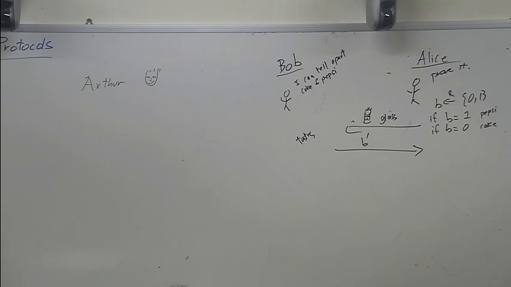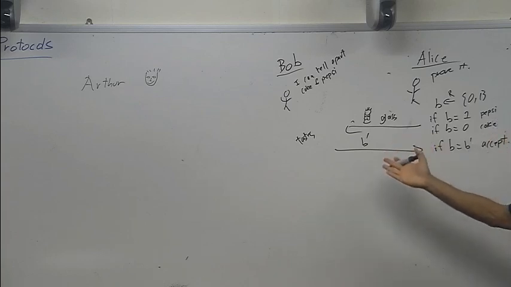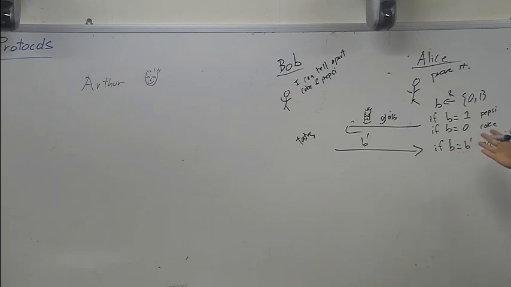Check if B equals B prime. If B is equal to B prime, you accept, right? That's kind of like the cryptographic games that we've been talking about this whole time. So kind of similar. Okay, so let's talk about a few different cases.